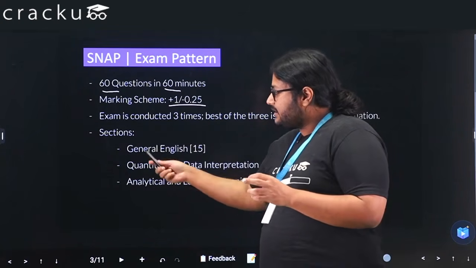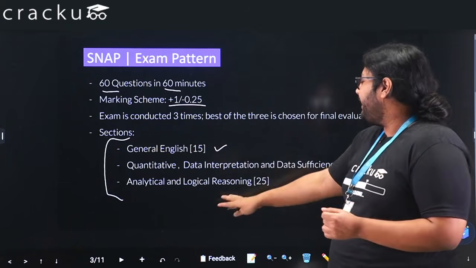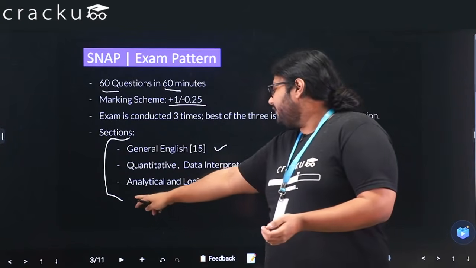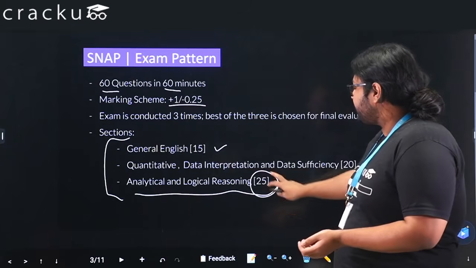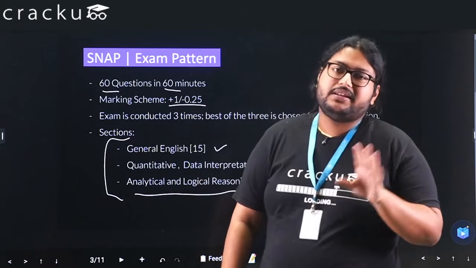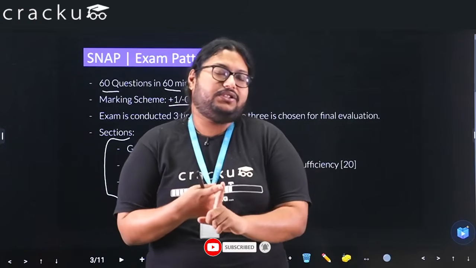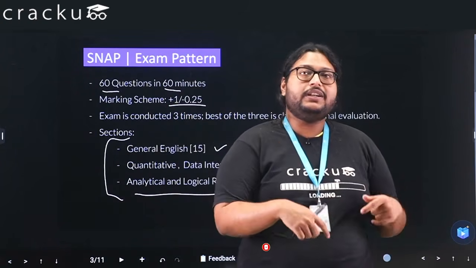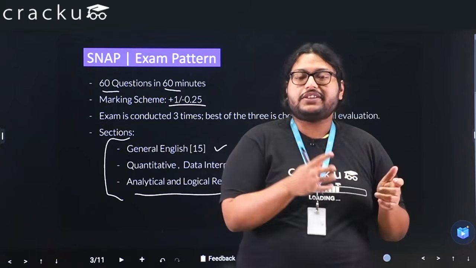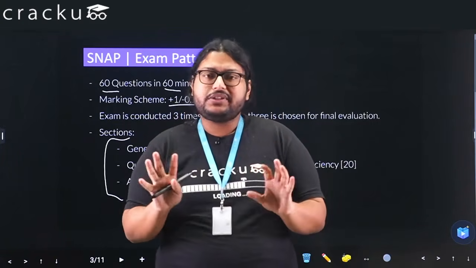When we look into the sections, we can broadly divide it into three sections. We have General English, we have QADIDS, like quantitative aptitude, data interpretation, and data sufficiency, and we have analytical and logical reasoning. This has the most questions, followed by this and then this. One thing to know here is there are no sectional time limits, and also there are no sectional cutoffs. So the goal should be to focus on whichever section is our strongest the most, and try to push our score as high as possible.